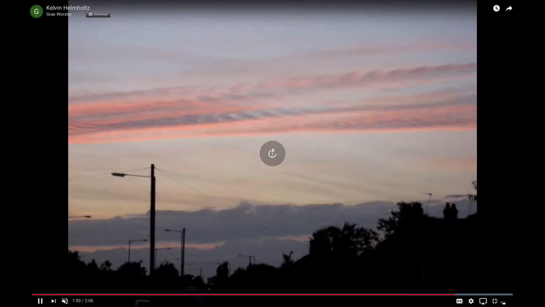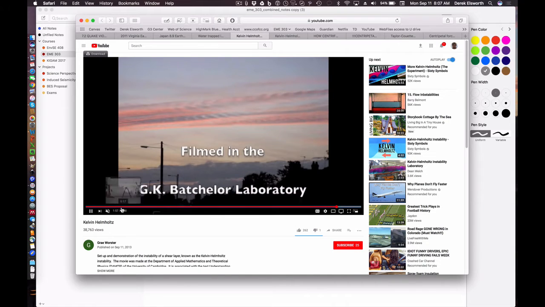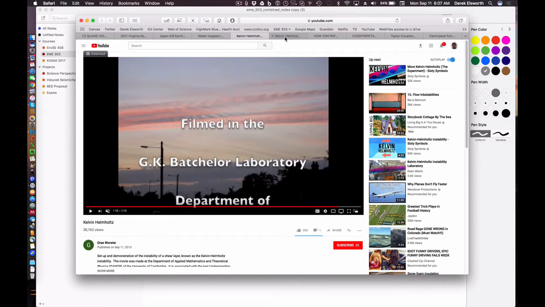Not so related to what we're talking about today, but you see them in the sky as well. So I'll leave it at that. They occur in nature.